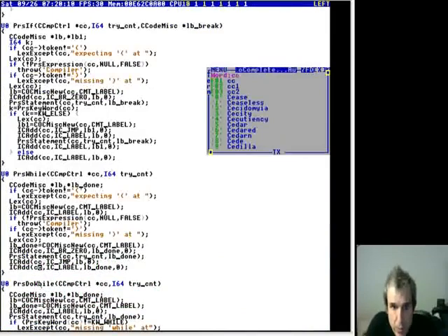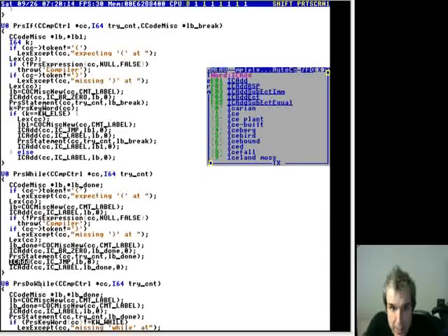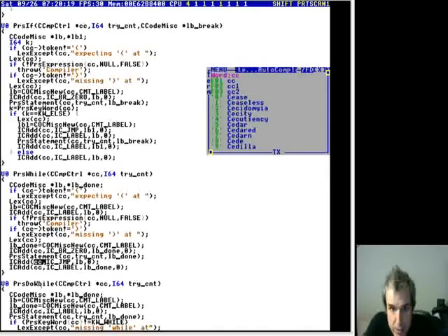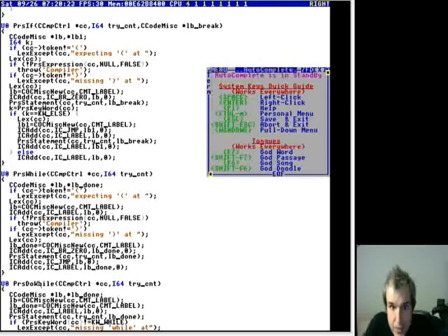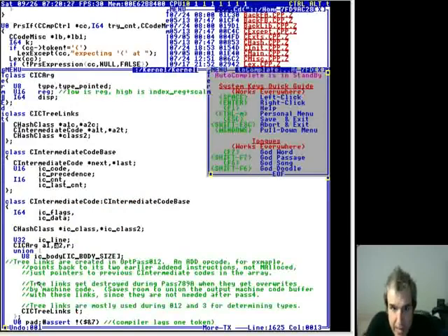So we're doing intermediate code add. This adds an intermediate code, and what it does is it looks at the compiler control, and it gets the line number, and then it stores it. The intermediate codes are linked, circular linked list off of the compiler control, and they have the line number.